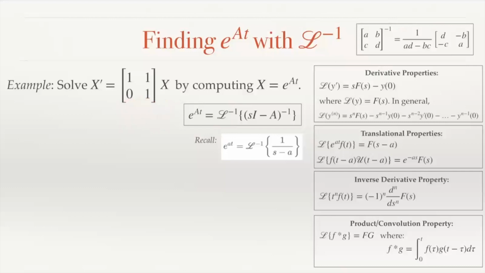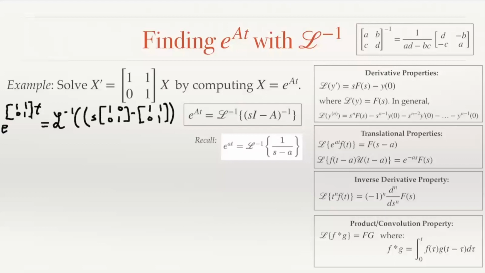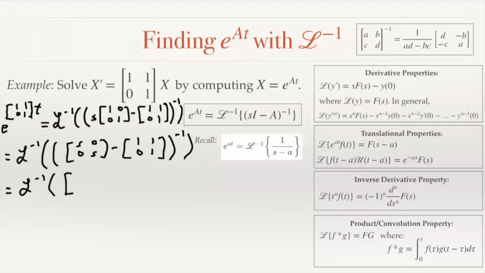So let's illustrate using this same system that we dealt with before, where we were able to find e to the at by manually plugging into the Taylor series, but now we'll find it using our newfound formula. So we know that e to the at will be equal to the inverse Laplace of si minus a inverse, and s distributes, so that is s, 0, 0, s. So we want to find the inverse Laplace of the inverse matrix of this.